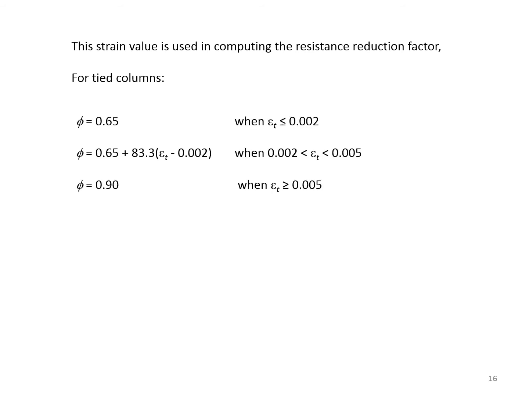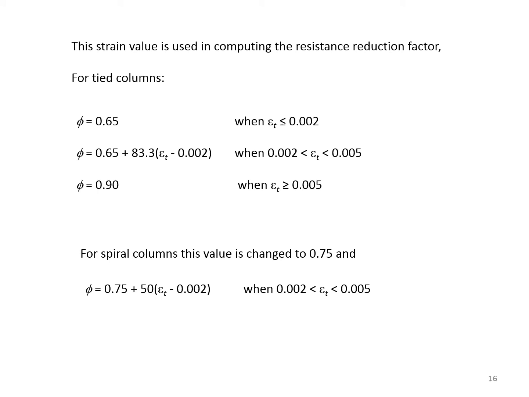For tied columns, phi is equal to 0.65 when the strain is less than 0.002, and it is equal to 0.9 when epsilon t is larger than or equal to 0.005. For strain values between 0.002 and 0.005, we transition between 0.65 and 0.9 according to that middle equation. And if we have a spiral column, the lower value is 0.75, and the transition equation is the one shown below.